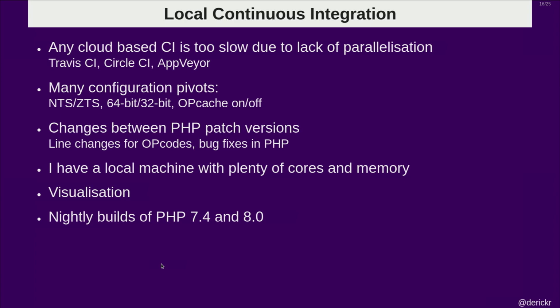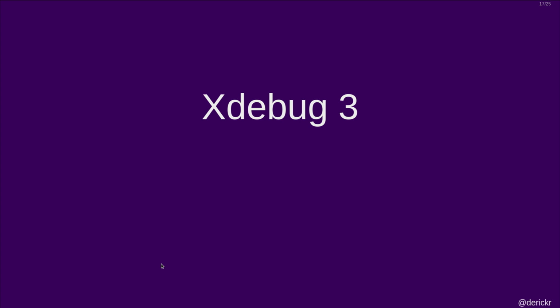I have a really nice, big, fast desktop computer under my desk that has a lot of memory and cores, and I would like to be able to use that to do that kind of stuff. So that's what I'm currently working on, and then also do the nightly builds of PHP 7.4 and 8.0. And then the big thing is like Xdebug 3.0.